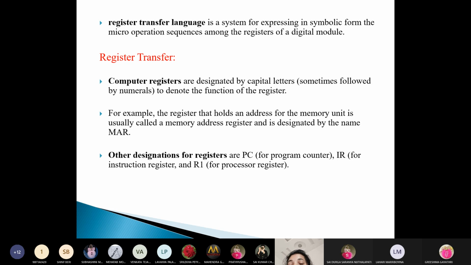What is the meaning of register transfer language, the heading? What is meant by register transfer? As I told, it transfers the data which has been processed by the micro operations, and that result is stored in the same register or another register. So that is called the register transfer.